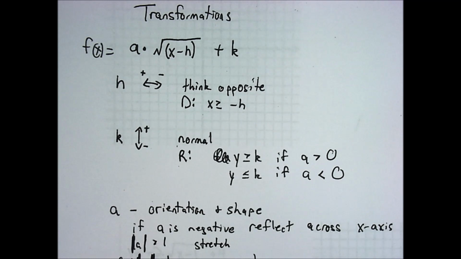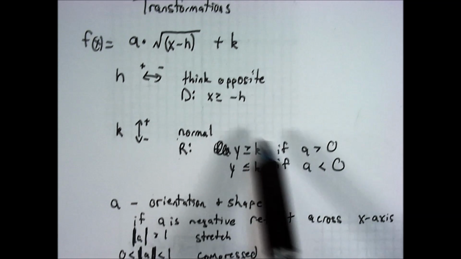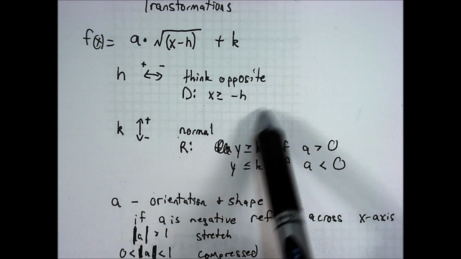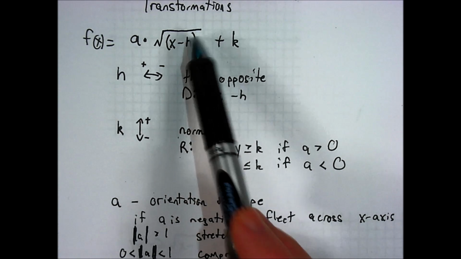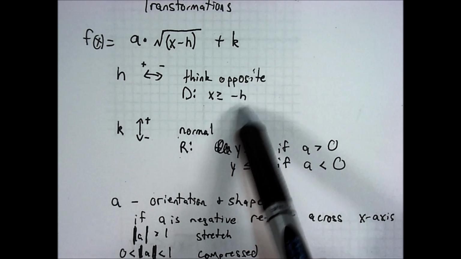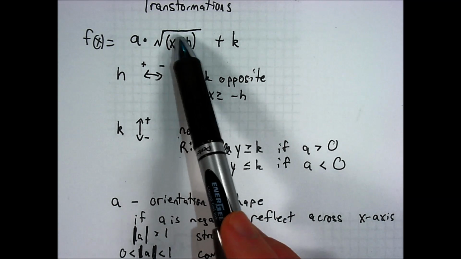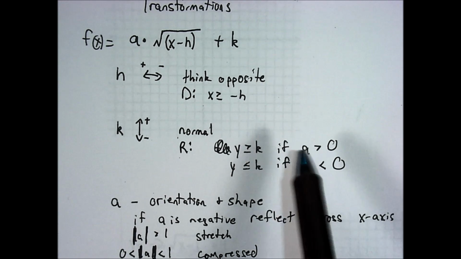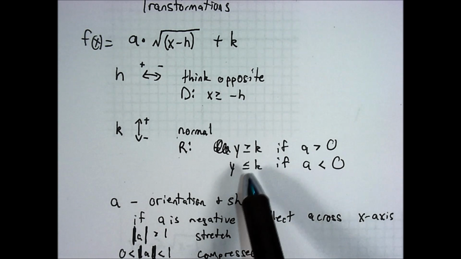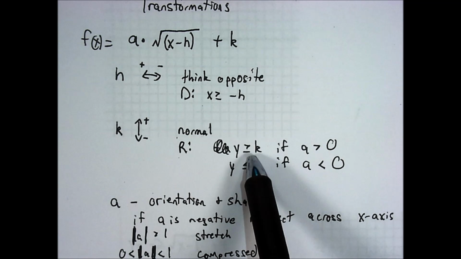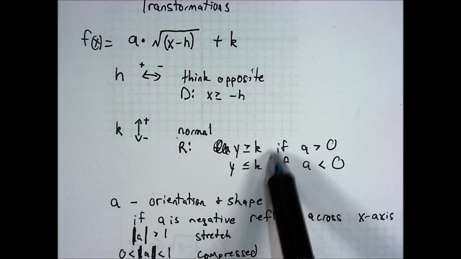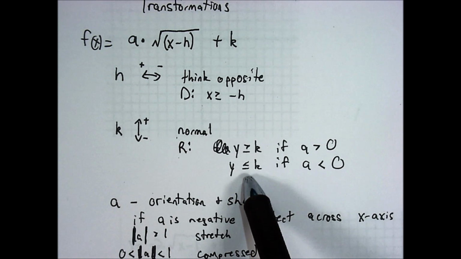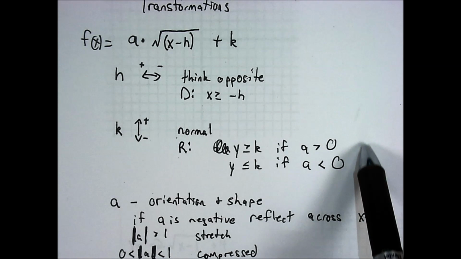One tidbit here that helps us with domain and range. Our domain, x, is always greater than or equal to the opposite of this. If this is x plus 3, this would be x is greater than or equal to negative 3. If this was x minus 3, then this is going to be x is greater than or equal to positive 3. With our k on the back, that's going to be like our range. It's going to help control our range. Y will be greater than or equal to that if we have a positive square root, and y will be less than or equal to that if we have a negative square root, because then it would be going down.